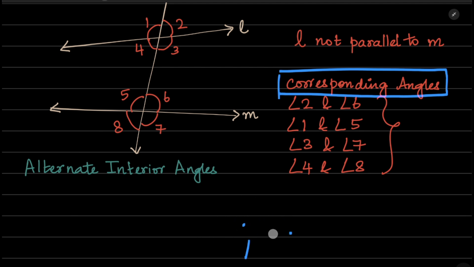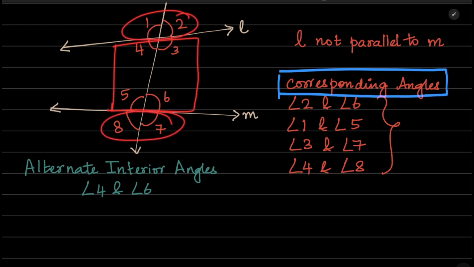From our figure, can you suggest the alternate interior angle for angle 4? Angle 6. Angle 4 and angle 6 are alternate interior. These four angles, 4, 3, 5, 6, are called interior angles. Angles 1 and 2 are external to it. These are called exterior angles.